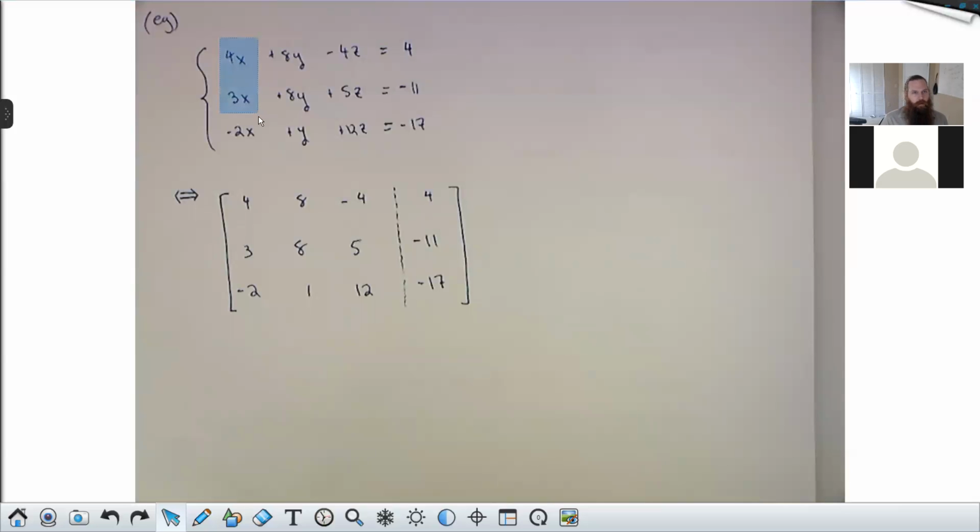Compare the numbers. In column 1, all the things attached to x are 4, 3, negative 2. Then 8, 8, 1. Negative 4, 5, 12. And 4, negative 11, and negative 17.